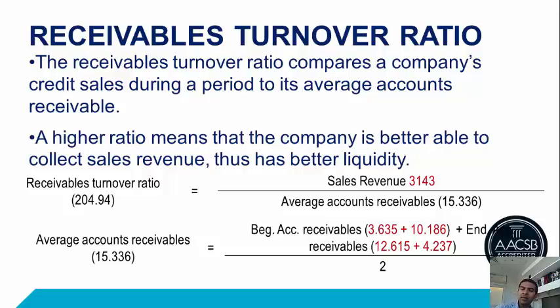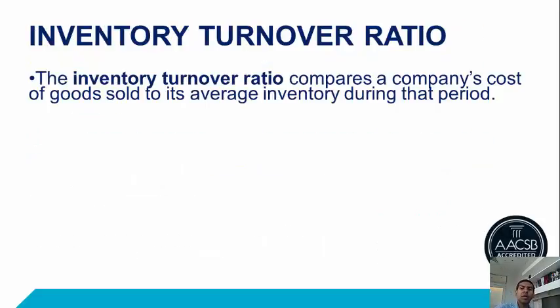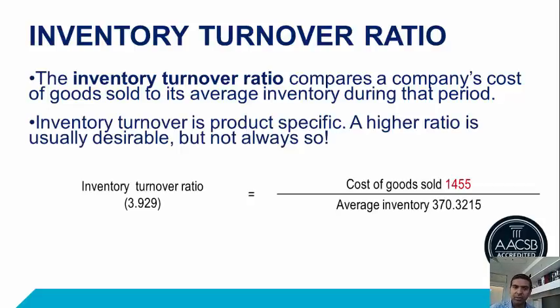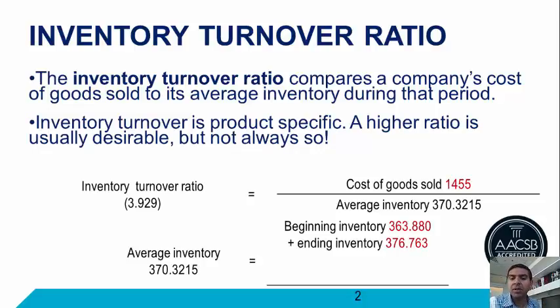Now, the inventory turnover ratio proxies the ability of a company to sell its inventory and to manage it well. Let's again think about the logic. I'll show you the formula. It's cost of goods sold divided by average inventory. Again, what's average inventory? It's your beginning inventory plus your ending inventory divided by 2.